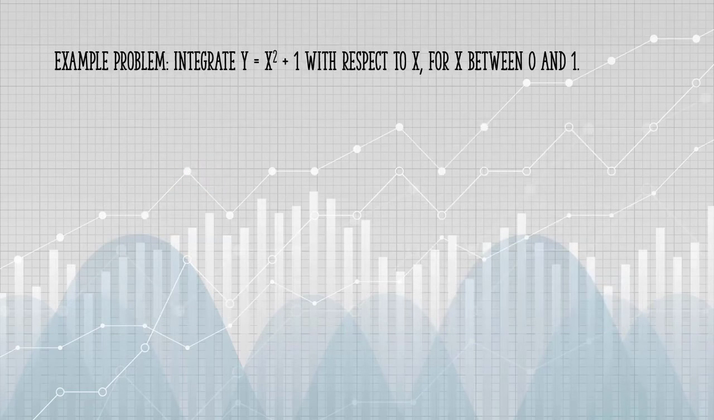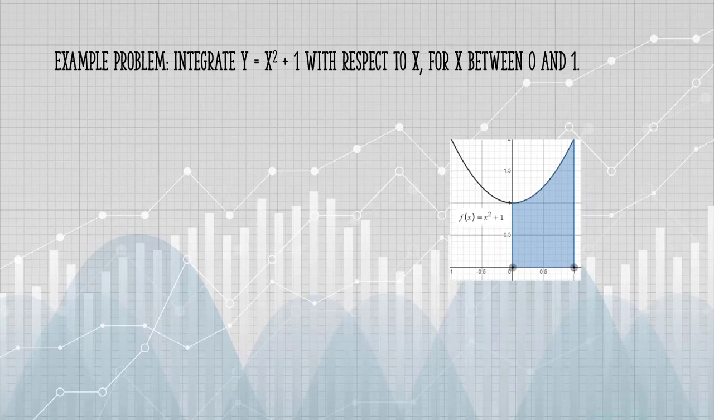Let's look at an example. Let's say you're asked to integrate y equals x squared plus 1 with respect to x, and that's for x between 0 and 1. 0 and 1 are our limits of integration, so you're going to be finding the area under the curve between those 2 points.